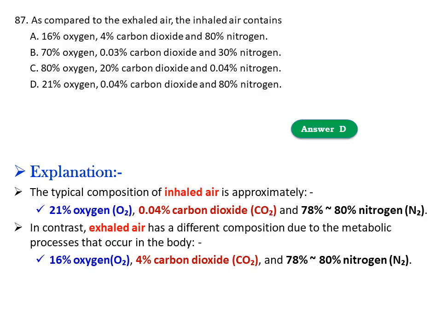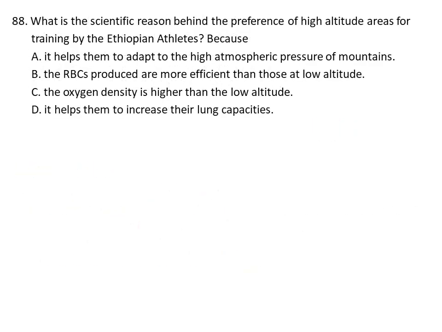Typically, inhaled air is approximately 21% of oxygen, 0.04% of carbon dioxide, and 78%, or approximately 80%, of nitrogen. Exhaled air, which is removed from our body as a metabolic process, has 16% of oxygen, 4% of carbon dioxide, and 78% of nitrogen. So that will be perfectly D, which is the inhaled air content.